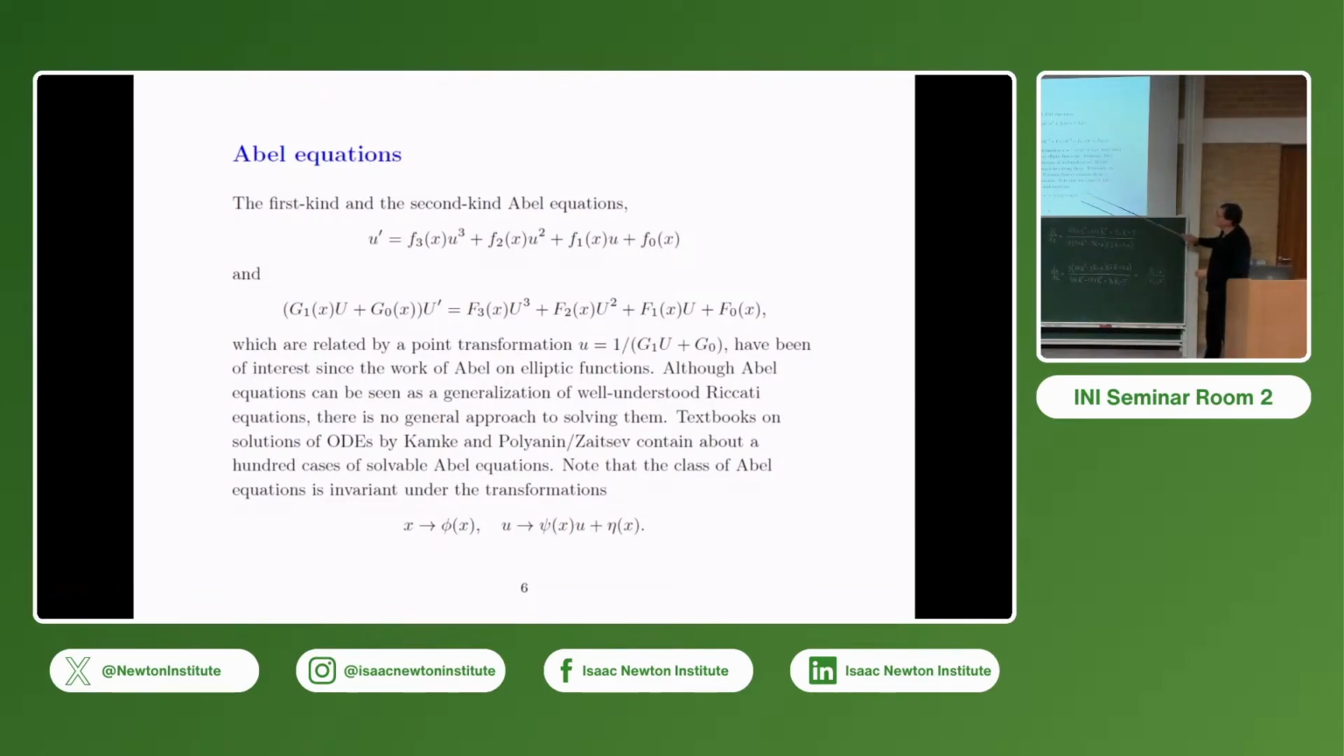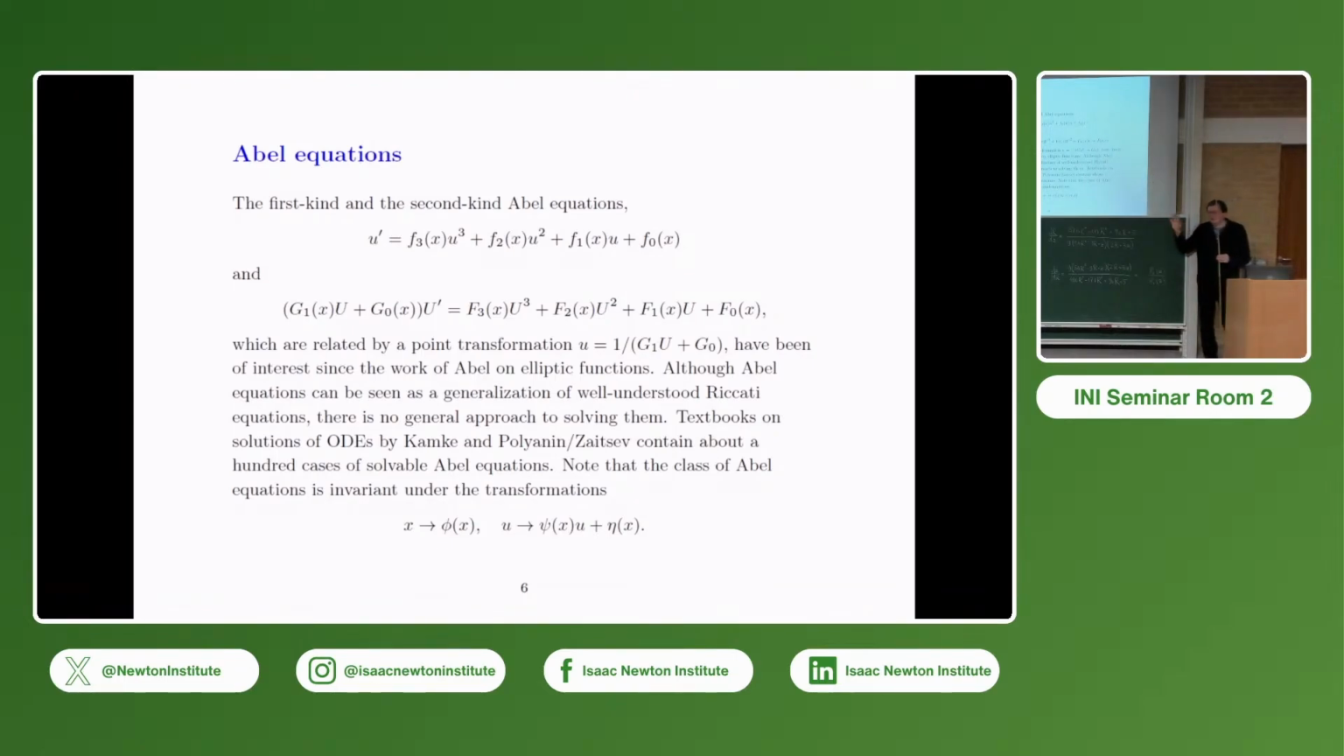So in other words, you have a freedom of 3 arbitrary functions in the equivalence group of this class of equations. Of course, coefficients change, but the type of equation is preserved. And by the way, using this group, any equation, say, of the first kind can be reduced to a very simple form. You can kill these two coefficients. You can make them 0, and you can make this F3 equal to 1. So every first kind Abel equation can be brought to the form u prime equals u cubed plus some function of x. But at the expense that this function of x can become very ugly.